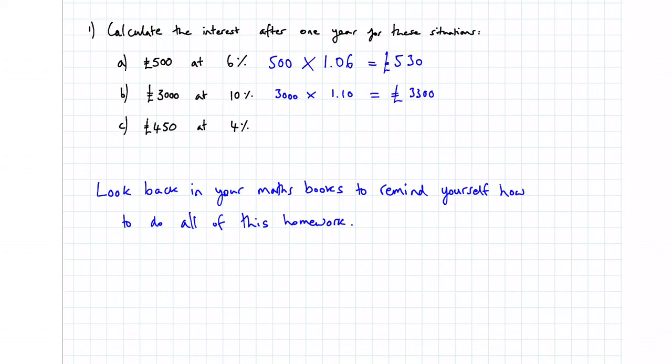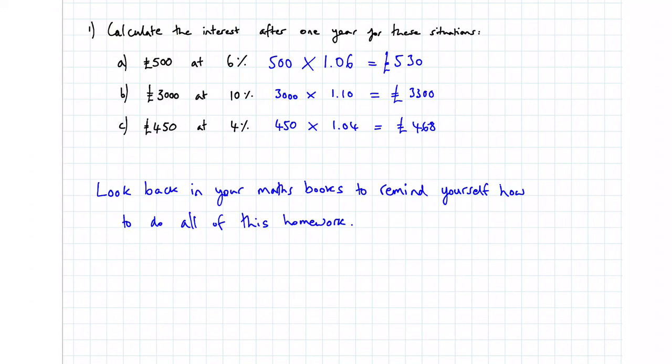Last one, adding on 4%. We're looking for an answer bigger than 450 because we're increasing by 4%, times by 1.04. That's how you increase by 4%. The answer is £468. Type it into your calculator, see that that's correct. And so a target for a lot of this group is to use these decimals to quickly answer this question.